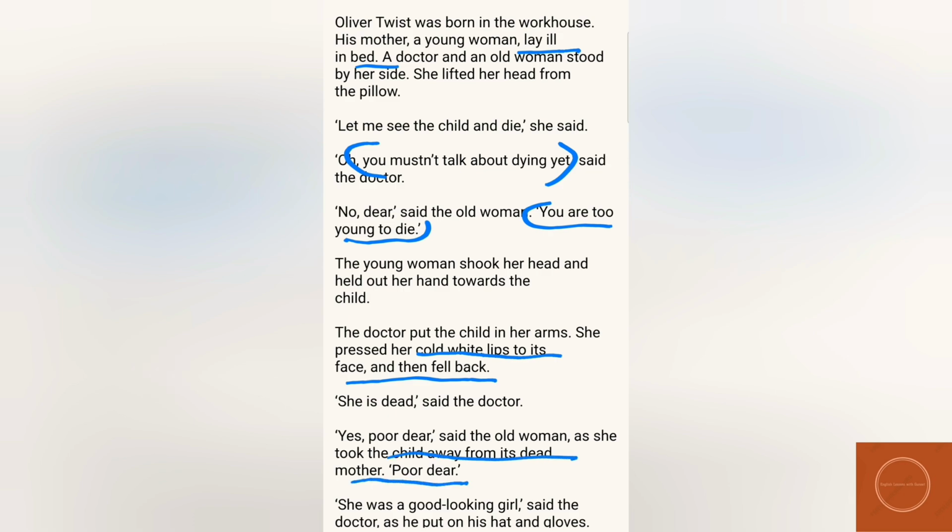"Poor dear." It means now only the young woman who was the mother of Oliver Twist was there for him, and now she is no more there, she's dead. It means now Oliver Twist is an orphan.